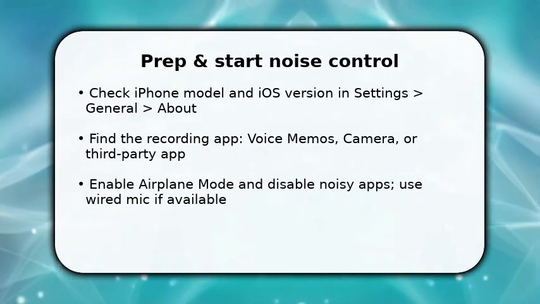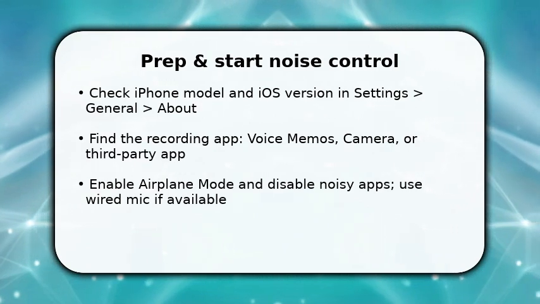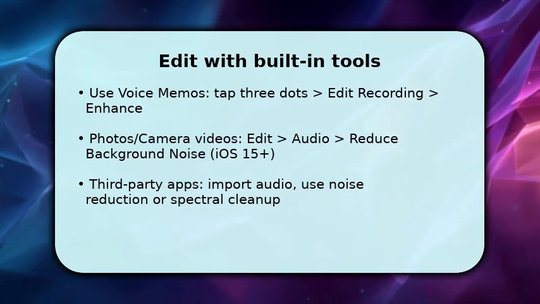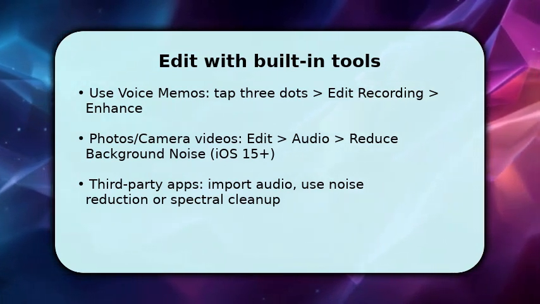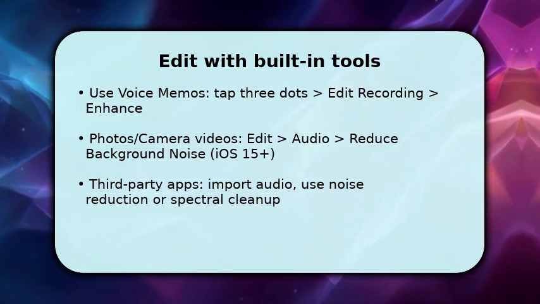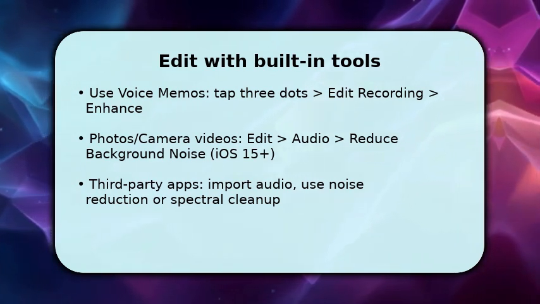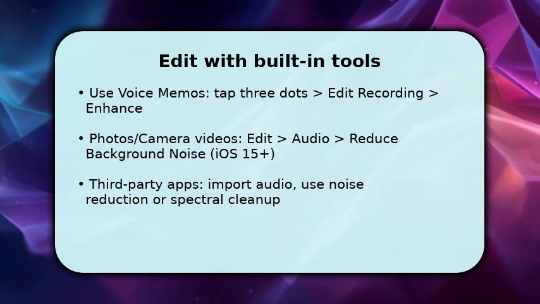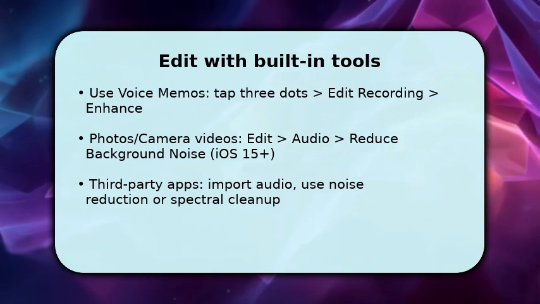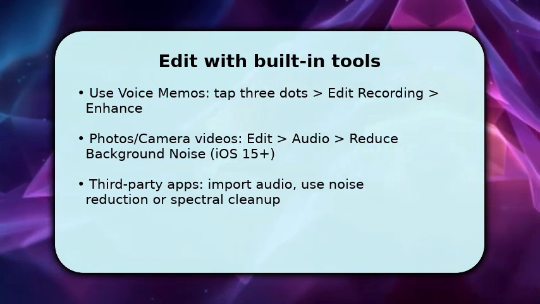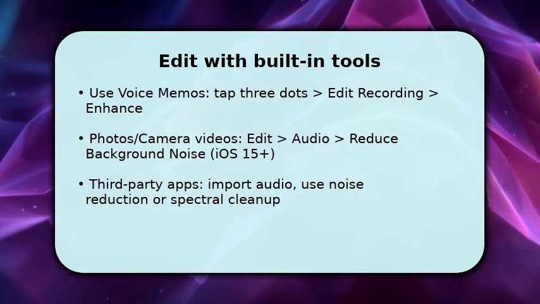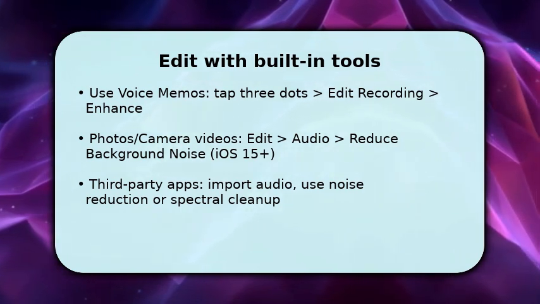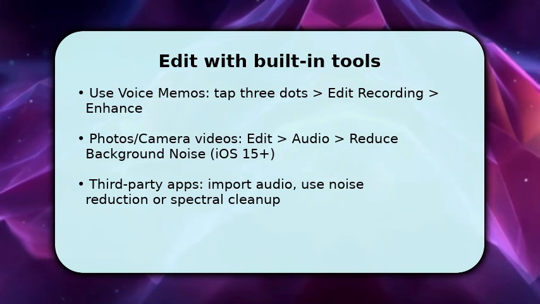You'll now remove noise using the app's tools step by step. In Voice Memos, tap the three dots, choose Edit Recording, then use Enhance. It applies broad noise reduction automatically. If you're editing video, open the clip in Photos, tap Edit and enable Reduce Background Noise when available, then Preview. For fine control, import the file into a third-party app and use spectral or adaptive noise reduction, adjusting strength until speech sounds clear without artifacts.